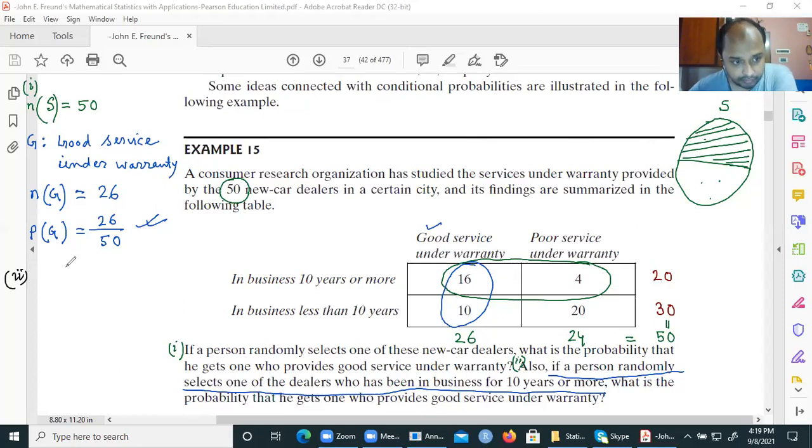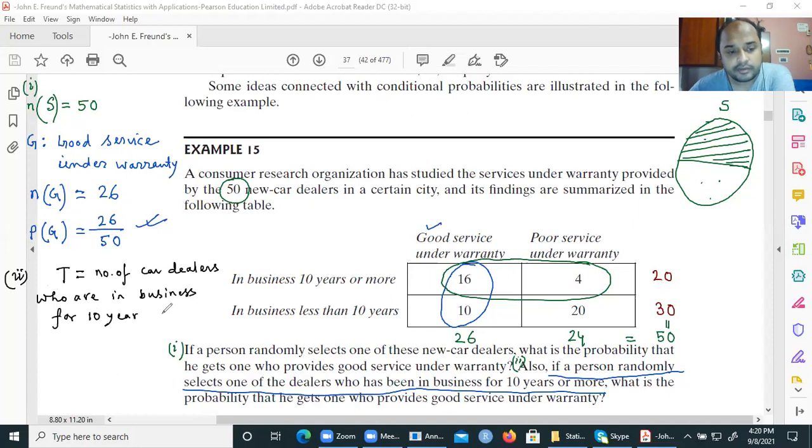I am going to consider this sample space to be T, which defines the number of car dealers who are in business for 10 years or more. So he is selecting from this particular set, and here also he is craving for getting good service under warranty. So if I look at the table once again, I'll see that this is the number he is interested in.